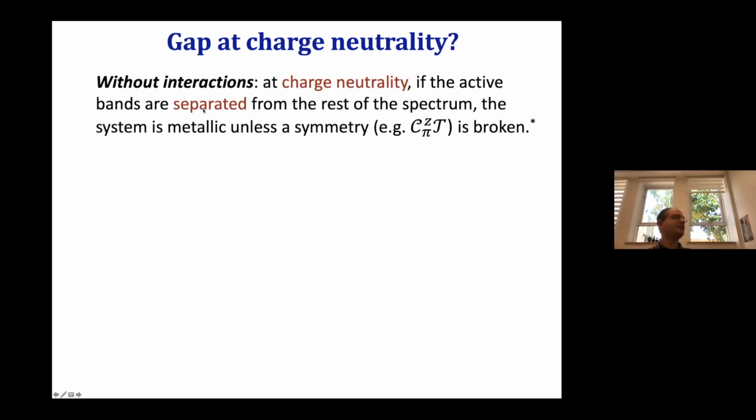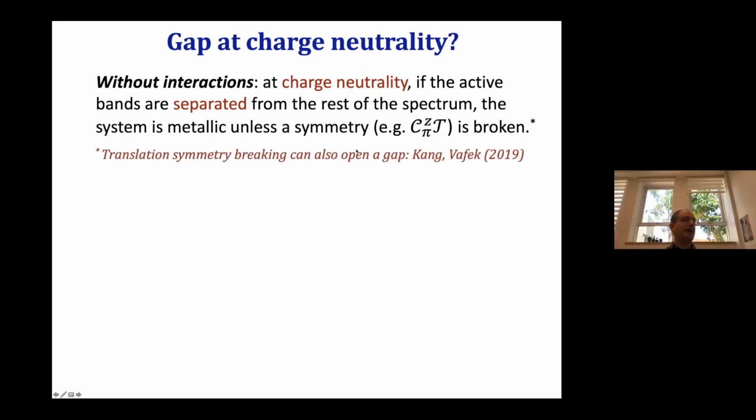Okay, so there's a very simple consequence. The two narrow bands of magic angle graphene have fragile topology. So this means that as long as the system is at the charge neutrality point, and if the active bands are separated from the rest of the spectrum by a gap, which they are, so the two narrow bands are separated from the more dispersive bands, then the system actually has to be metallic or semi-metallic as long as we don't break a symmetry. Okay, so for instance, if we break C2T symmetry either explicitly or spontaneously, we can separate them by a gap, but otherwise the system has to be metallic.